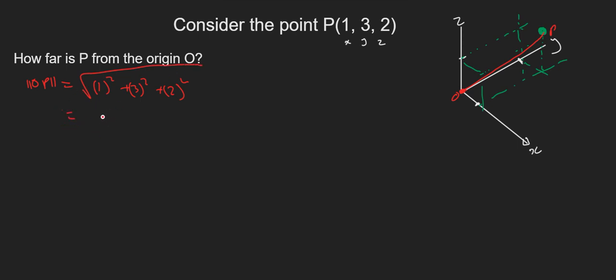Then you do your math there, you get 1, 9, 4, making 14, root 14. That is going to be your OP. OP is a vector. This is the distance between O and P. So we solve that.